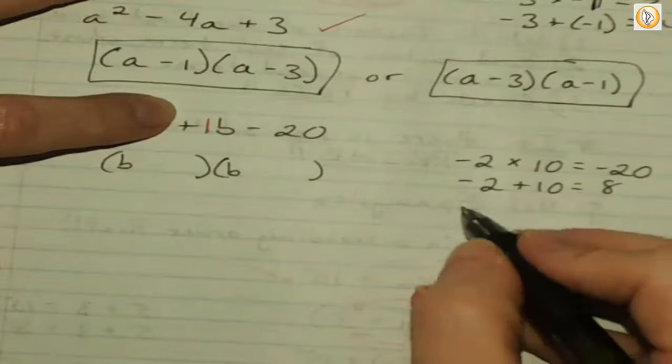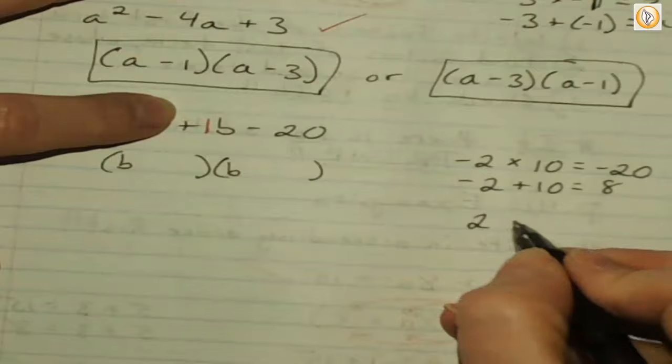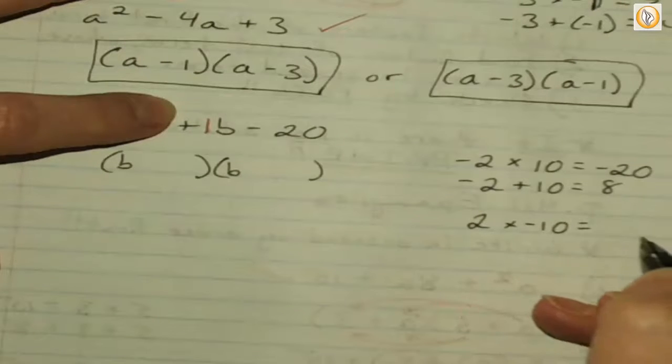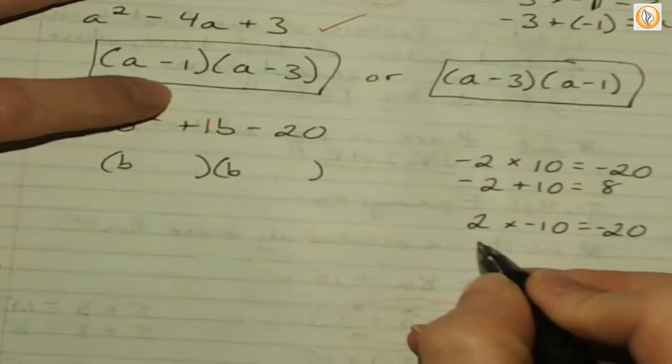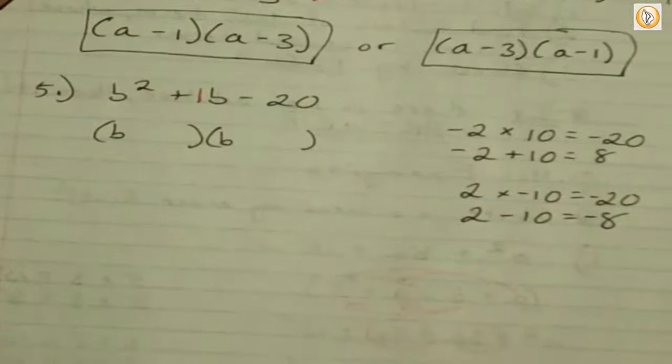So then we could even switch it, Emily, and do positive 2 times negative 10. That would give us negative 20. But when added, gives us negative 8. Okay, that's not going to work.